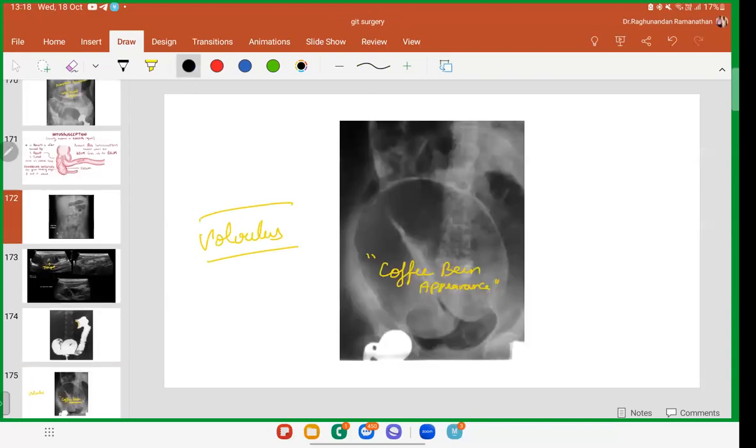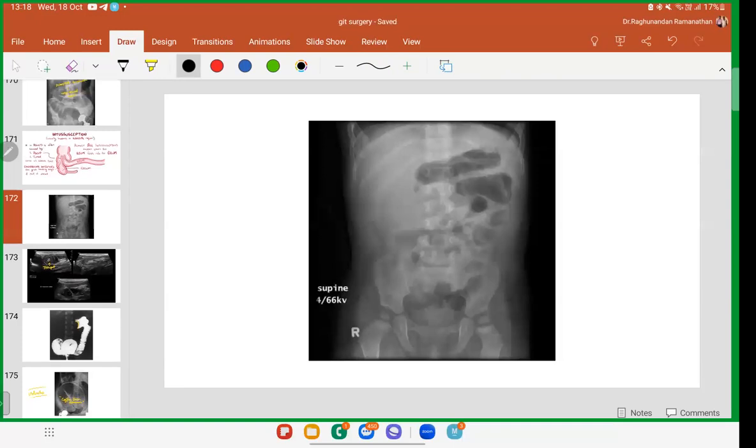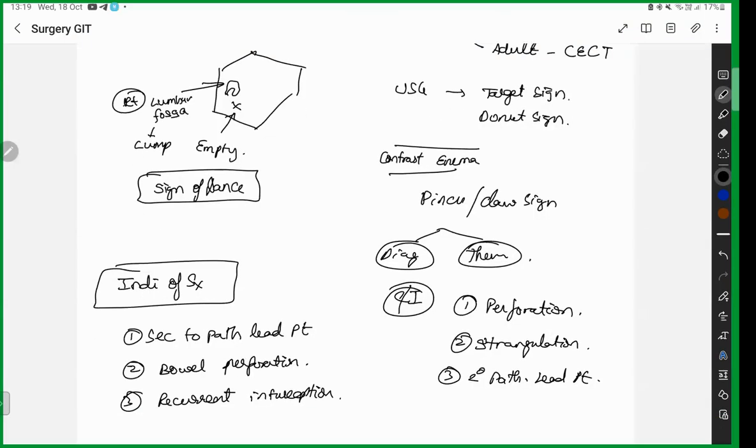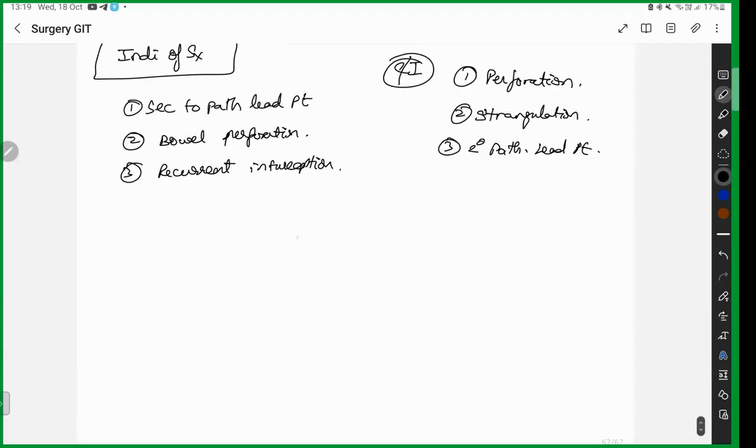In intussusception you will find this. In volvulus you will find a coffee bean appearance. Okay, very important. So that is what we are going to discuss now about the coffee bean appearance. Can we discuss? Yes.